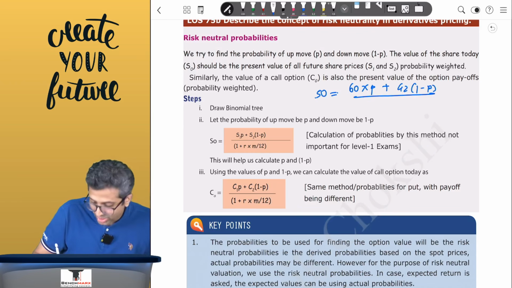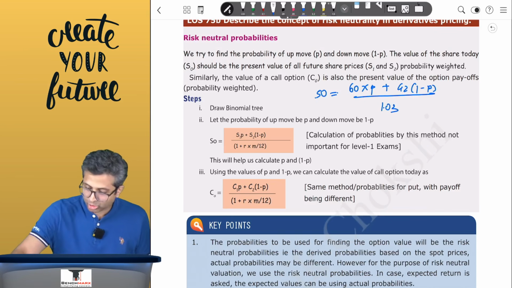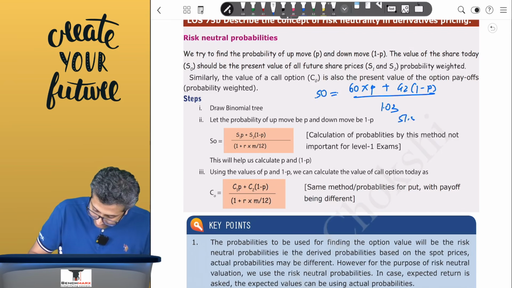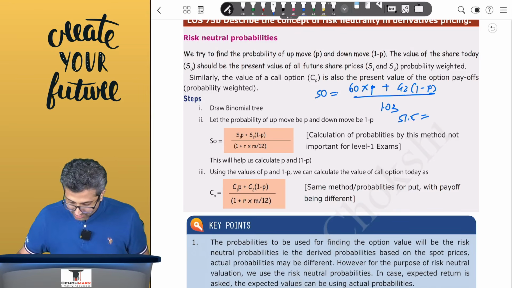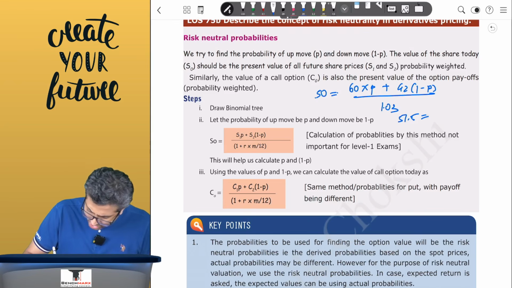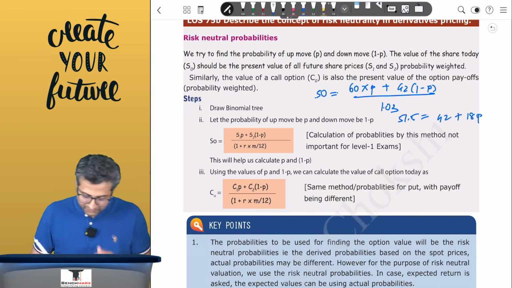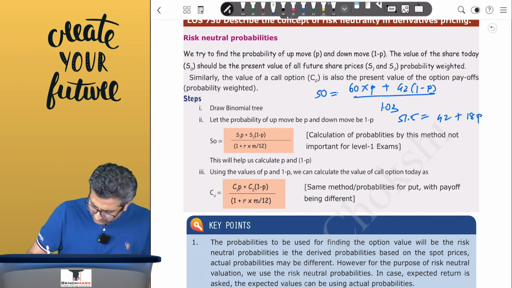The value of the share today is the present value of future cash flows, which means if I were to do this and find P, for example, this is 50 into 1.03, which comes to 51.5, equals 60P plus 42 minus 42P. So this is equal to 42 plus 18P, and hence 51.5 minus 42, this is 9.5, divided by 18, comes to around 0.527 or 0.53. Let us say P is the probability of up move, which is 0.53, then the probability of down move will be 1 minus P, that is 0.47.